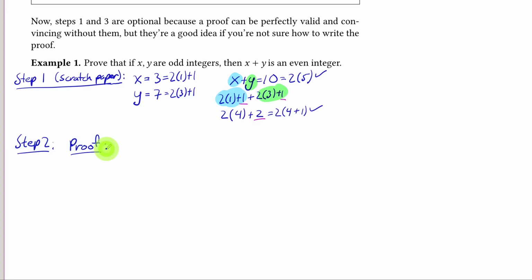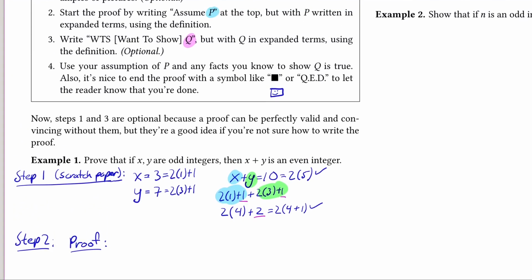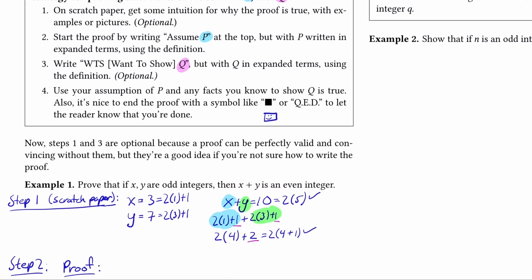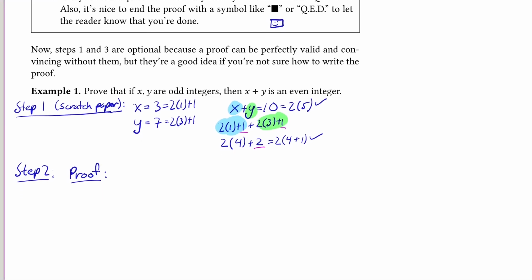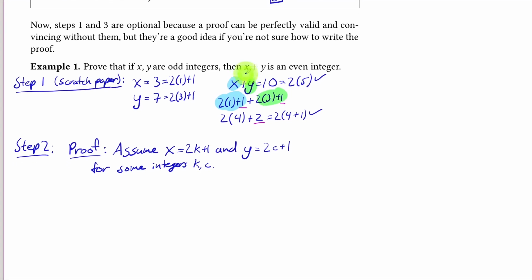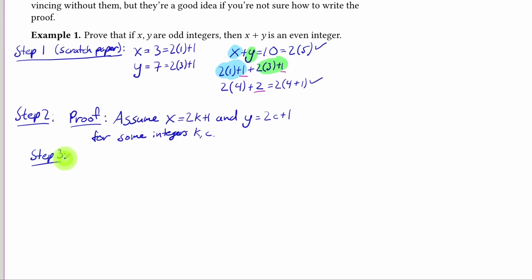So we're going to start actually writing the proof. So we are going to assume that x and y are odd integers, and based on that assumption, try to show that x plus y must be even. But instead of writing just assume x and y are odd integers, we're going to use the expanded version in the definition. Okay, so that is step 2. That's what we know is true, and we want to show that based on that, the conclusion that x plus y is even must be true. And writing that out is step 3.